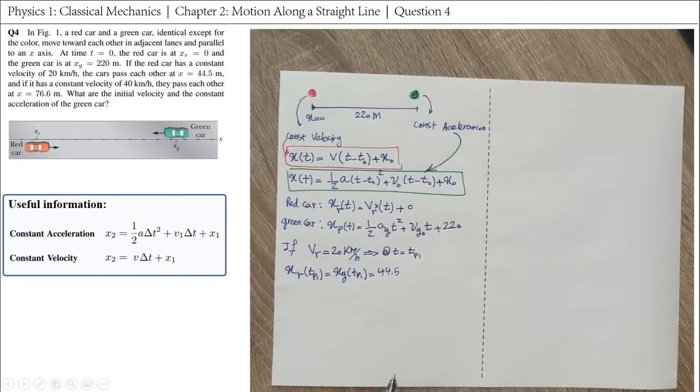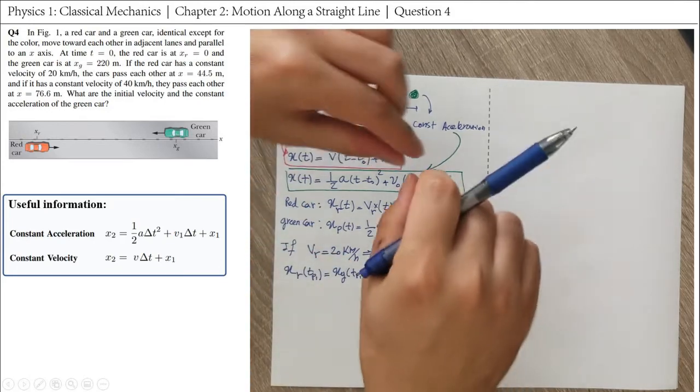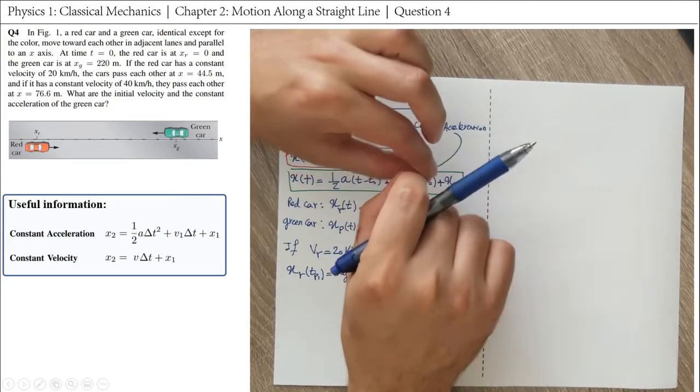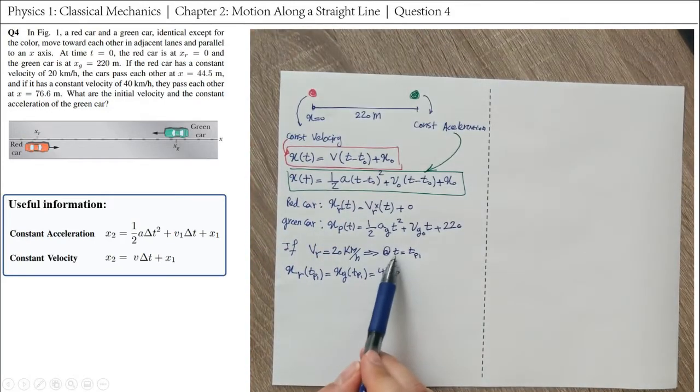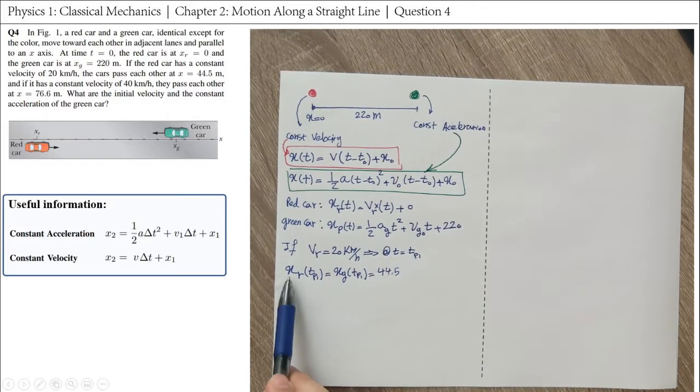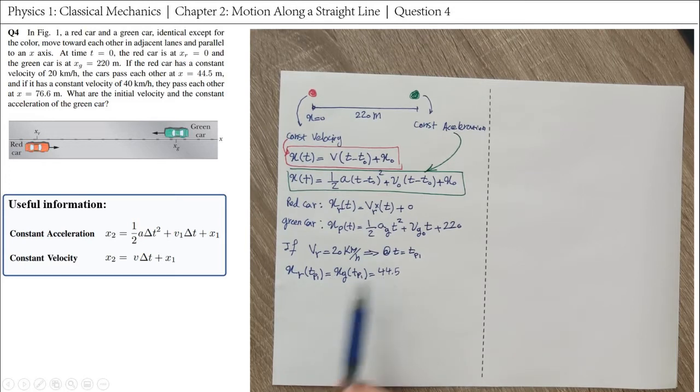Because the question is saying that when the velocity of the red car is 20 kilometers per hour, then these cars will pass each other at x equals 44.5. Passing each other means that at that certain time, their positions will be the same. So at t equals this time, the position of the red car will be the same as the position of the green car, and they'll both be equal to 44.5. Now, I can actually use these two equations to expand this.